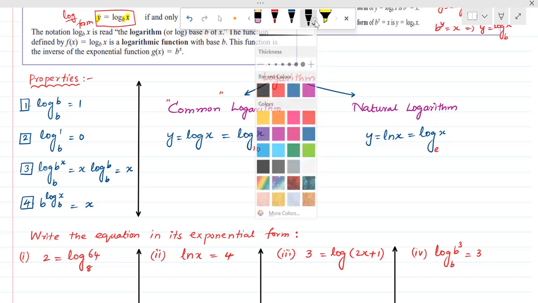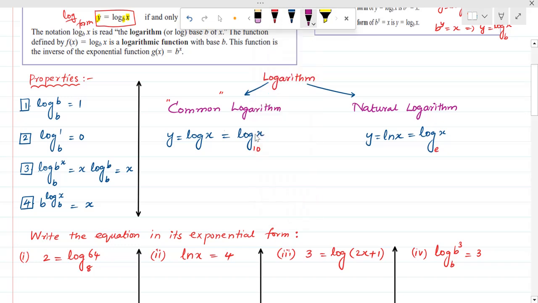Whenever you have the log base 10, we just write it as log x. It means that by default the base is 10. When you have log base e, we write it as ln. ln means it has base e. So this is the basic difference between natural and common logarithms.